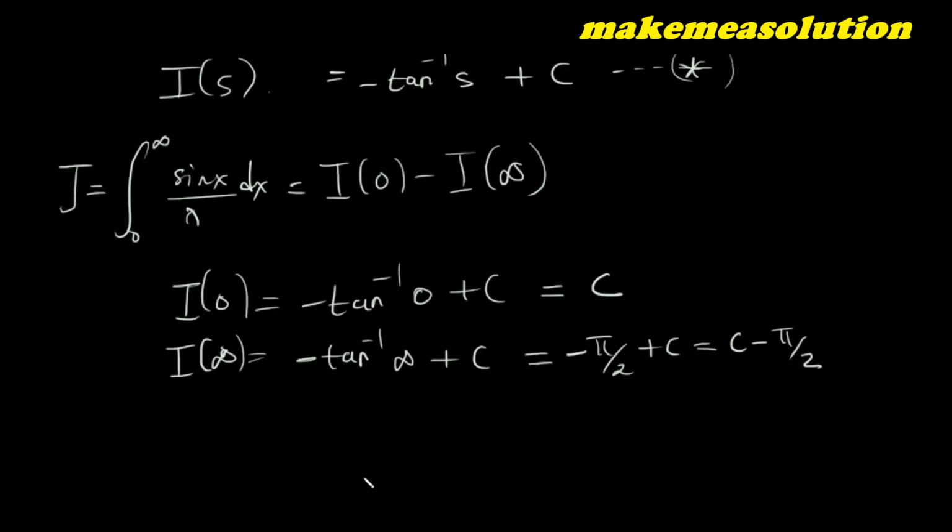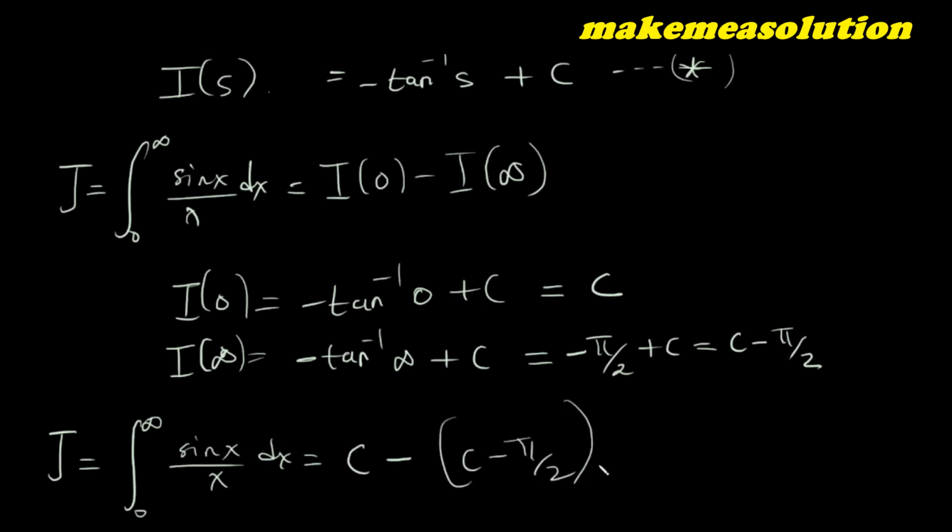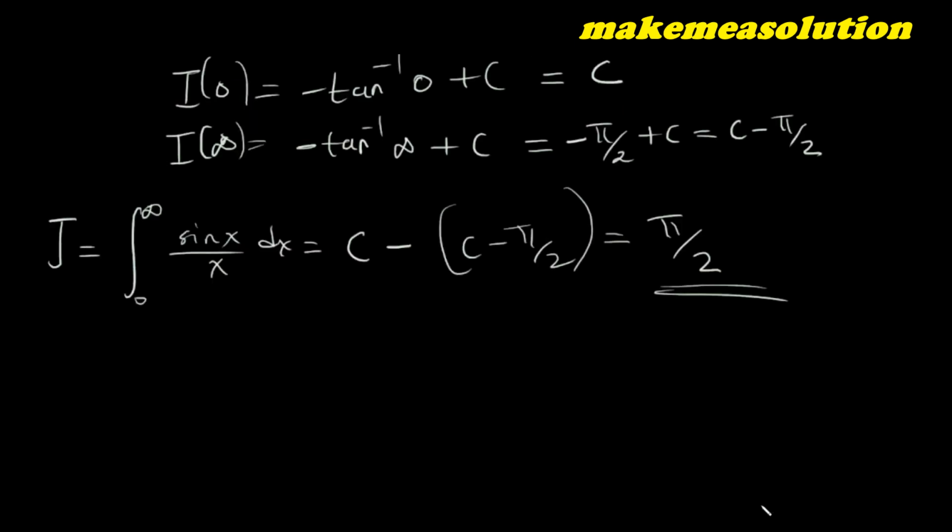Now, since our J is the answer to my integral, J is the integral from 0 to infinity of sine x by x dx, which is I of 0 minus I of infinity, c minus the quantity c minus pi over 2. Of course, when you evaluate this, you get pi over 2. And this is how this integral becomes pi over 2. Thanks to the Feynman technique, we have evaluated the integral, pi over 2.